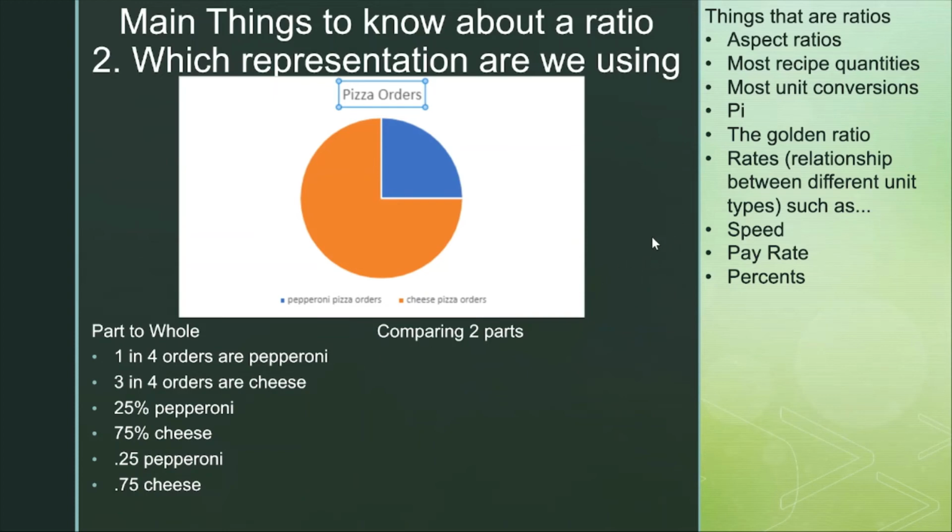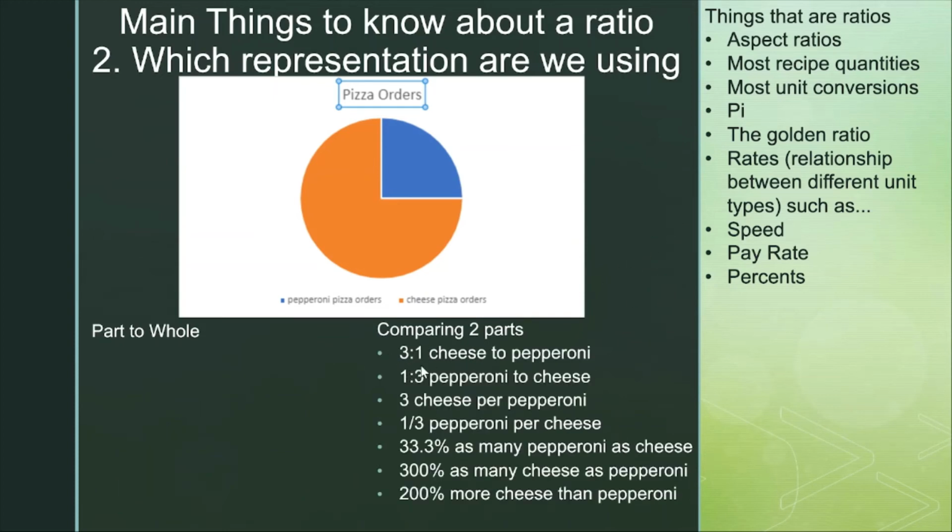In comparing two parts, we could say there's a 3-to-1 cheese to pepperoni ratio, or we can flip it around and say there's a 1-to-3 pepperoni to cheese ratio. We could say that there's 3 cheese per pepperoni, or 1/3 of a pepperoni per cheese order. We could say that there's 33.3% as many pepperoni orders as cheese orders, or 300% as many cheese as pepperoni orders. And last, and kind of confusingly, we could say that there's 200% more cheese orders than pepperoni orders.